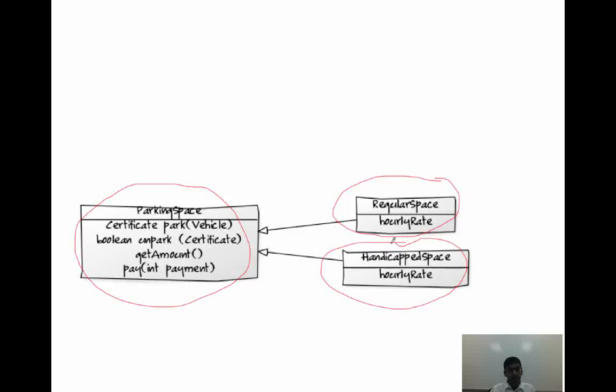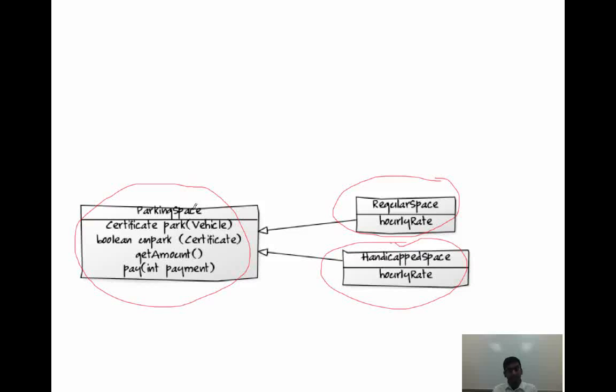Moreover, what about the hourly rate? The hourly rate is not defined for the parent parking space class. It's only defined in the child regular space class and handicapped space class. So if you were to create an object of parking space class, what would be its hourly rate? It's not really appropriate to create an object for the parent parking space class. And here is where the concept of an abstract class comes in.